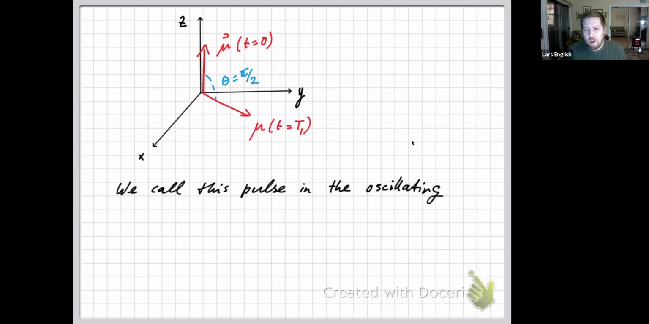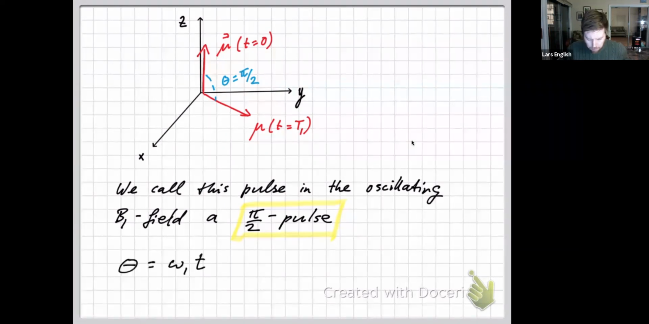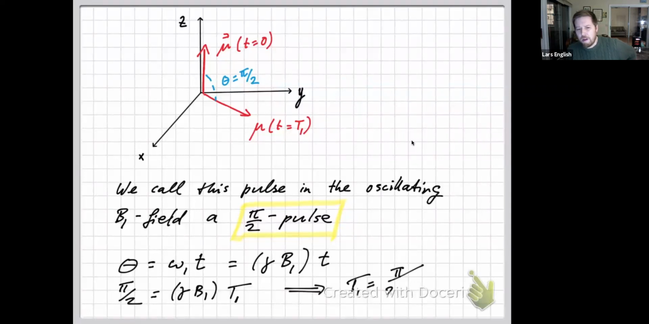Okay, so we call this pulse also a pi over 2 pulse for that reason. We've accomplished a pi over 2 rotation, and the pulse that makes that happen will be referred to as a pi over 2 pulse. So how long does this pulse have to be? We said it was T1, right? But what is T1? Well, a simple argument here reveals that T1 is nothing other than pi over 2 gamma times B1.